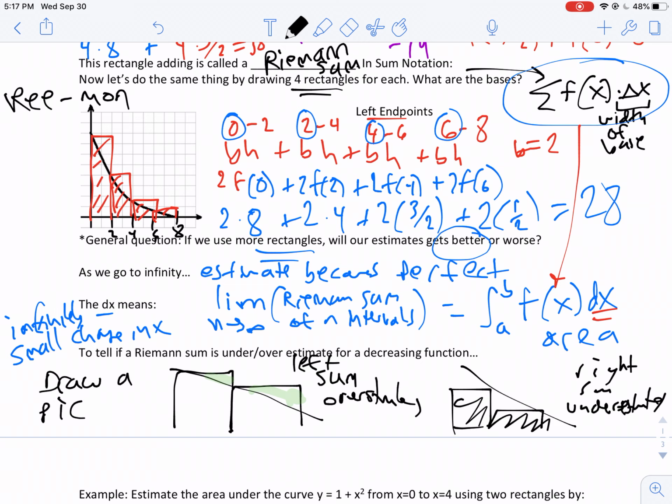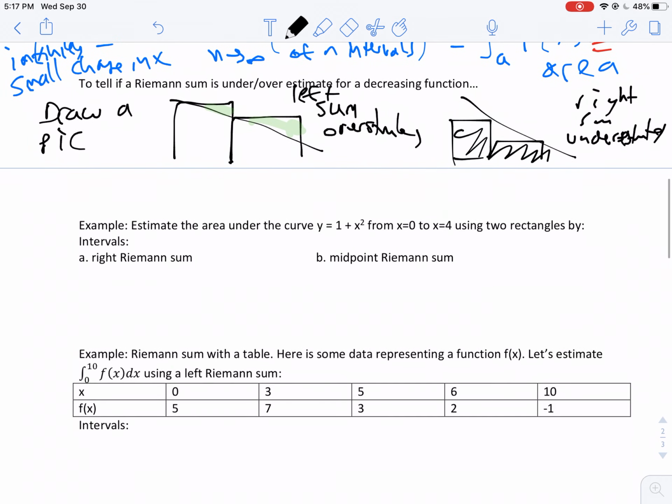And obviously if you have an increasing function, the opposite is true, but you can draw pictures to figure that out. Okay, so that's how that goes. Let's do a couple more problems here.